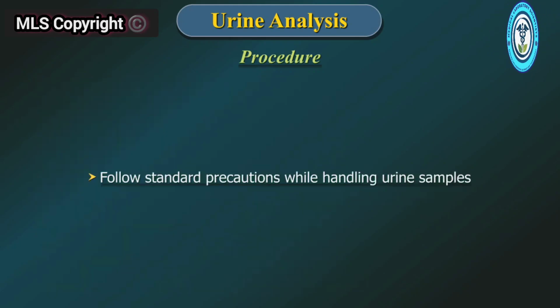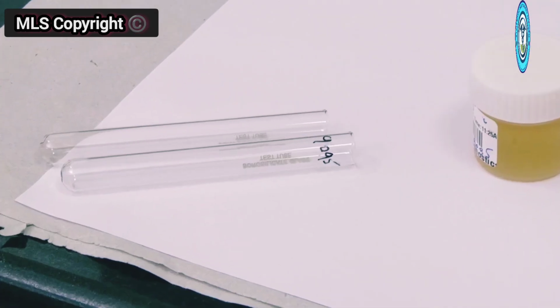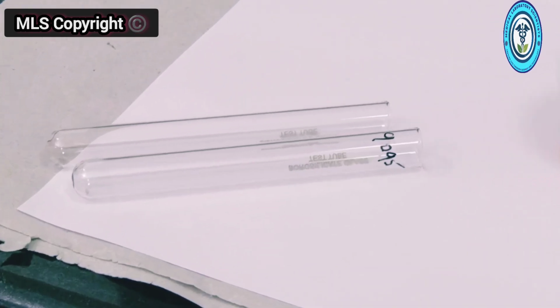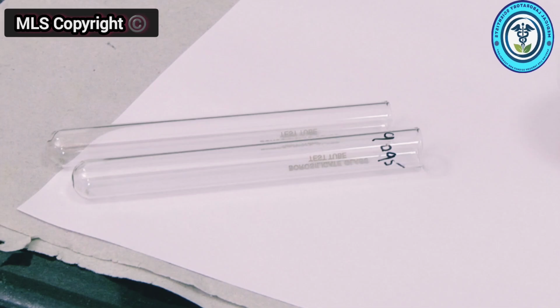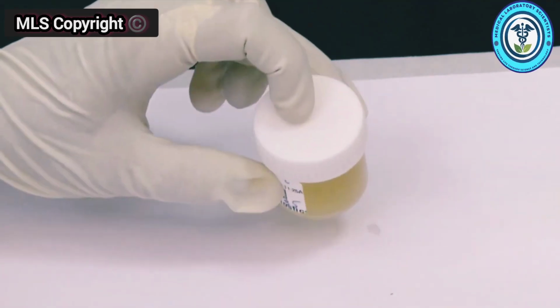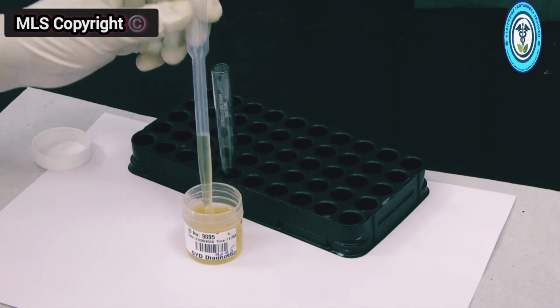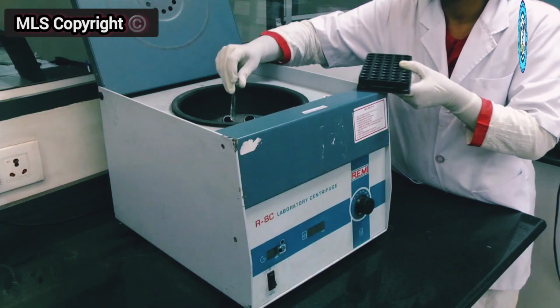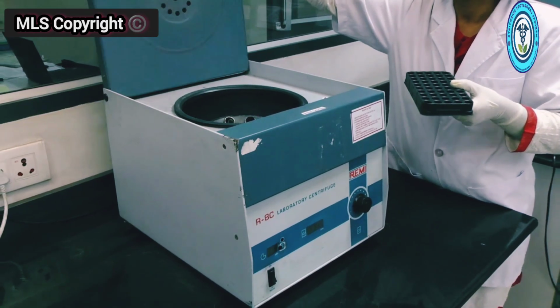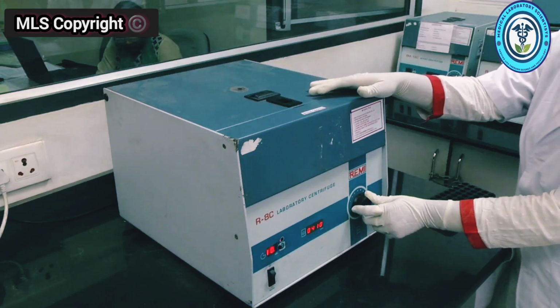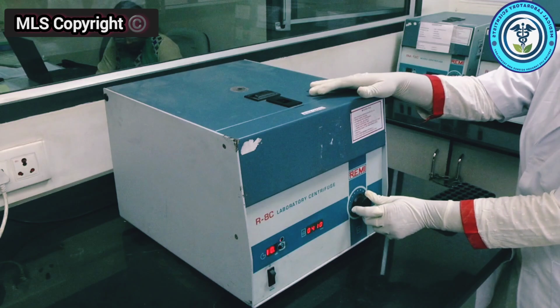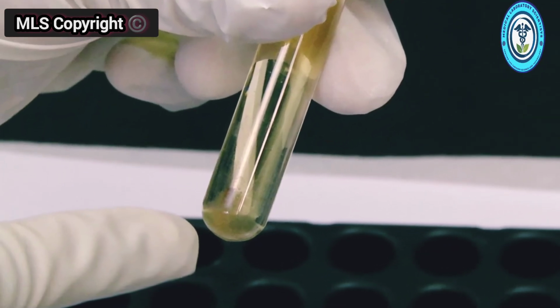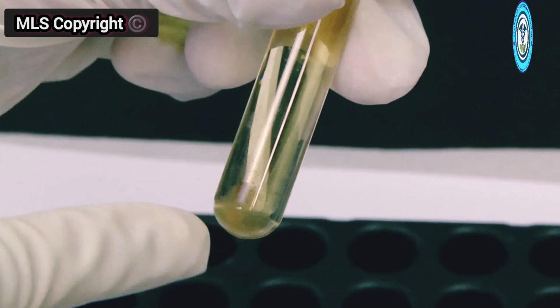Procedure: follow standard precautions while handling urine samples. Label the test tube with the patient ID to which the sample is to be transferred. Mix the sample well before testing. Transfer 10 to 15 ml of sample to a test tube and centrifuge at a speed of 1500 rotations per minute for 10 minutes. After centrifugation, concentrated sediment is collected at the bottom with a clear supernatant.